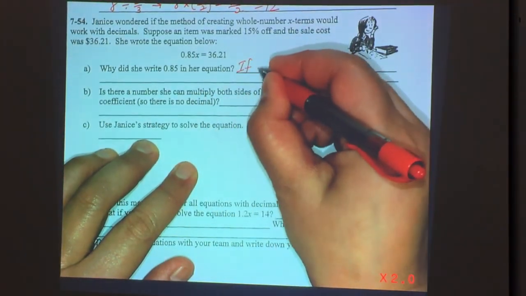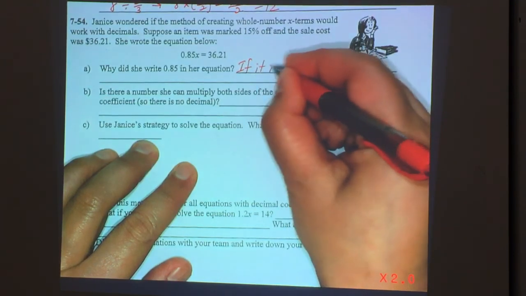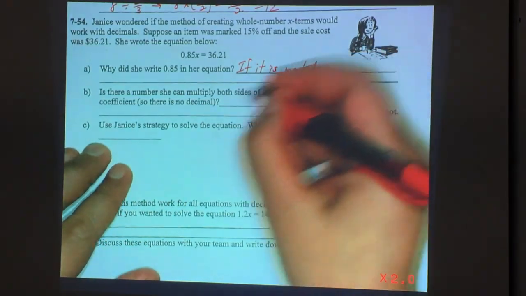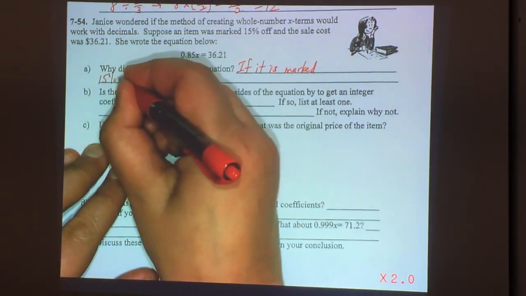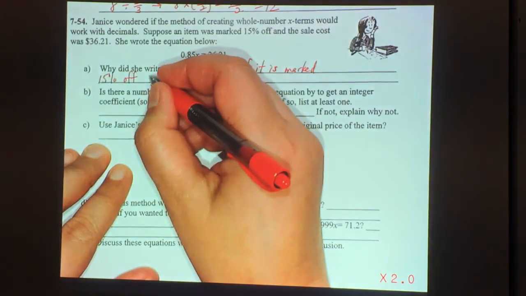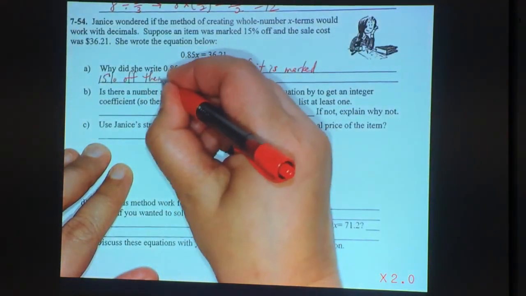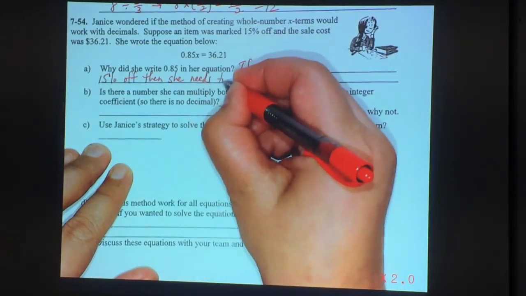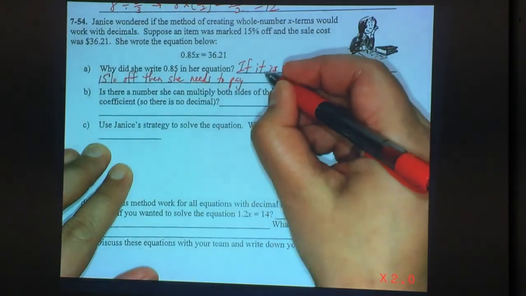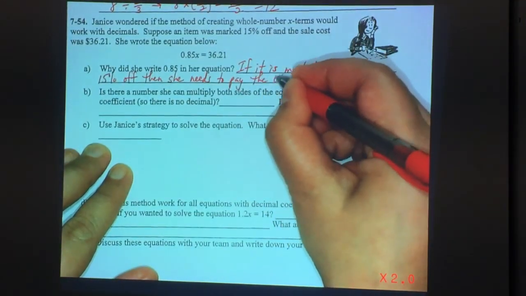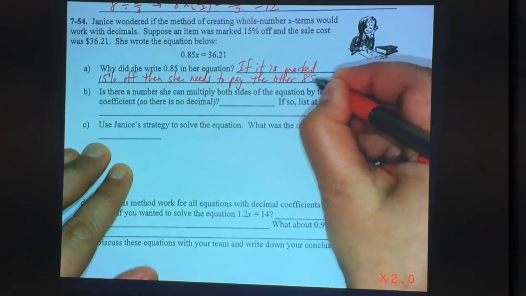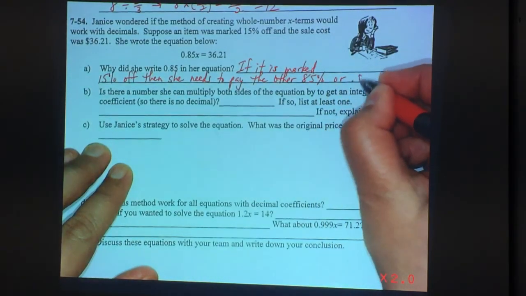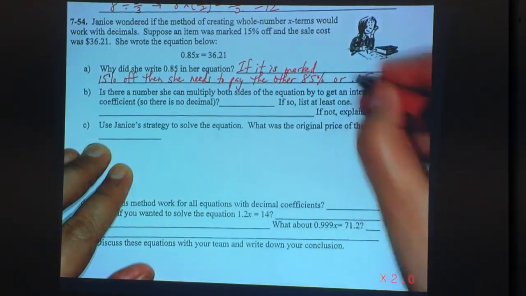If it is marked 15% off, then she needs to pay the other 85%, or if we change it to a decimal, it's 0.85. They stick a 0 in front. I'm not going to do that.